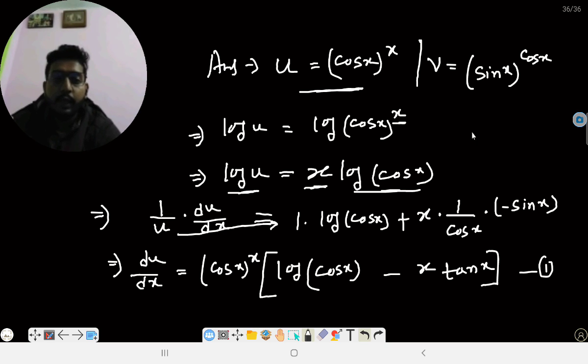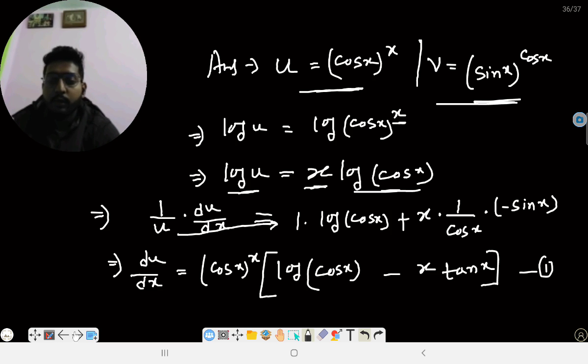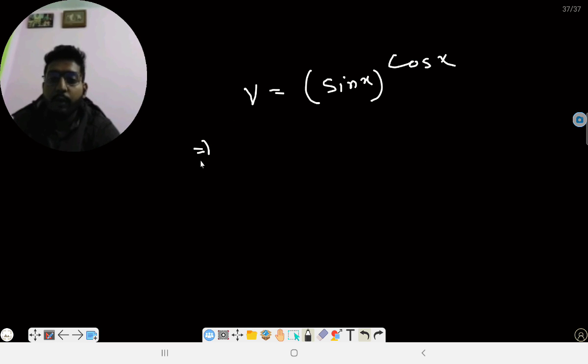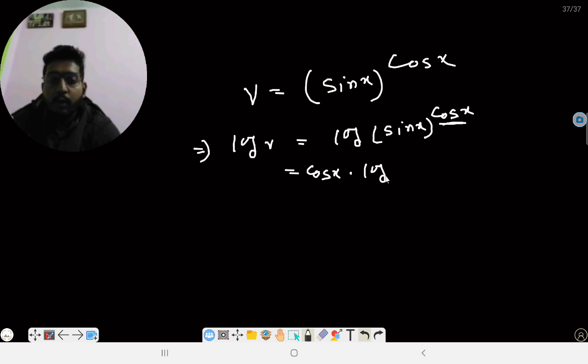The next one is again v. What is v here? v is given as sin x to the power cos x. Now how to solve this one? Sin x to the power cos x. Again the same thing, variable to the power variable. So I have to take logarithm on both sides. So that will be log v, and that will be log sin x to the power cos x. Now again you can see this is variable to the power variable, so by the property of log, that will be cos x into log of sin x, like this.